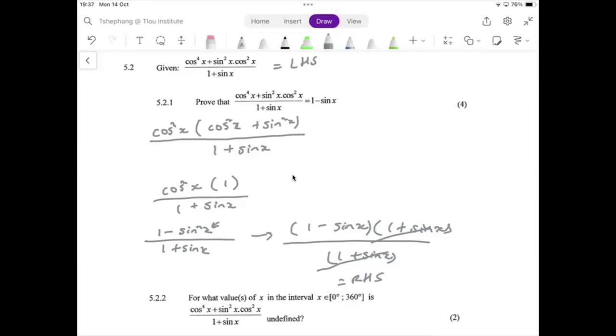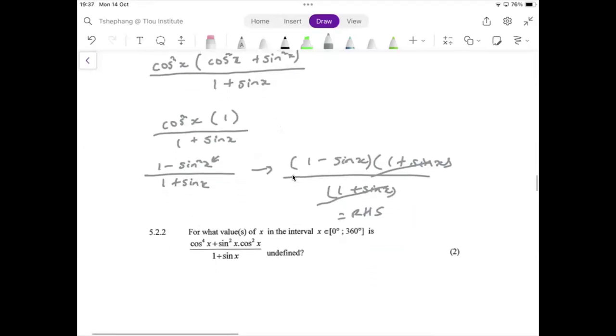Okay, now, next question. For what value or values of x in that interval, x an element from 0 to 360, is that undefined? Okay, now we must understand the difference between undefined and non-real. For non-real, that's when you have a negative number under the square root. Are we all together? But now we don't have any square roots, and we're talking about undefined. Undefined would simply mean that the denominator must be equal to 0.